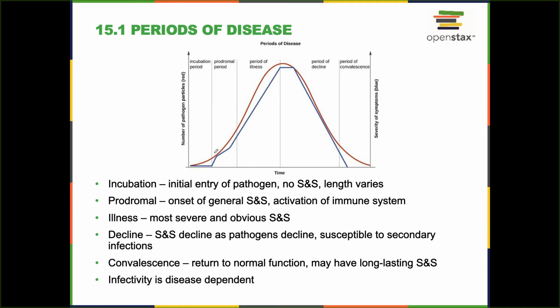As the pathogen starts to replicate and continue to grow, you now go through the period of illness, which, as the name implies, is when you're sick. You have the most obvious and most severe signs and symptoms. This is generally when you're highly transmissible. You know you're sick. And then your immune system is actively working to try to fight off this infection. Hopefully your immune system wins.